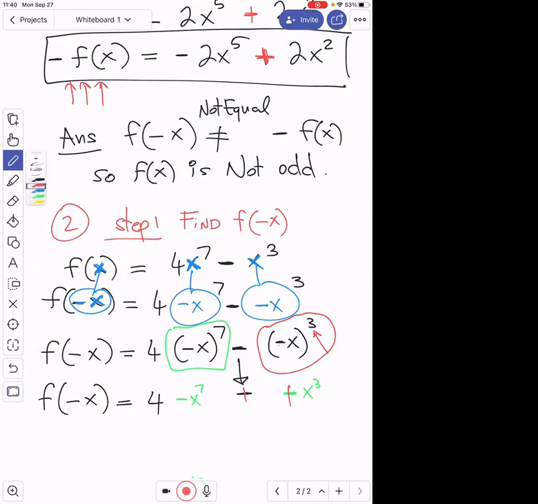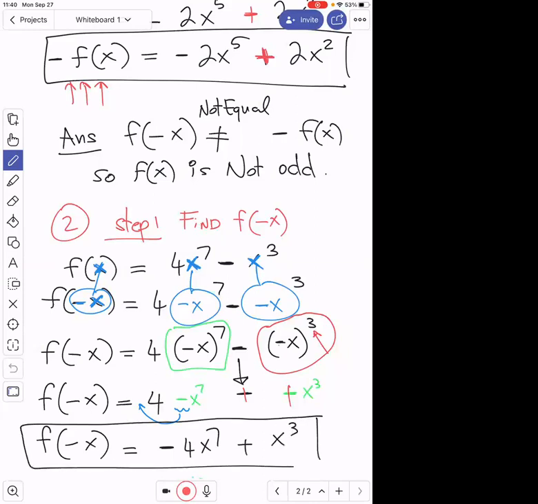And as I said, like in the previous example, as Bayesian asked, this minus right here, you can move it to the front. So f of minus x will be negative 4x^7, and it's a plus x cubed. Okay.